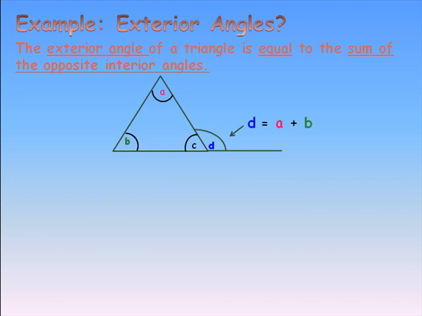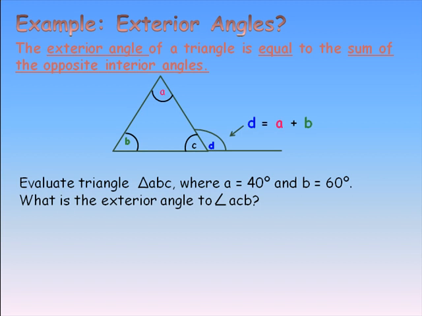So let's have a look at an example of an exterior angle. This is a question which is quite often posed in some textbooks. Evaluate, which just means work out, triangle ABC, where A is 40 degrees and B is 60 degrees. What is the exterior angle to ACB? So we know that the exterior angle is going to be here, so we want to work out angle D. If we draw that triangle, we can replace A with 40 degrees, B with 60 degrees, and we know that the angle is going to come out here because it's ACB, so this is going to be the exterior angle that we're going to try to work out.